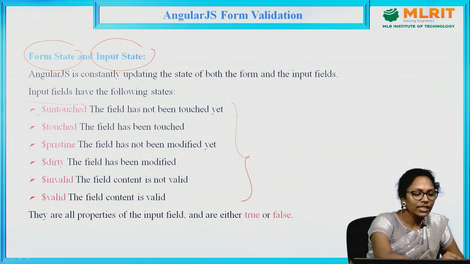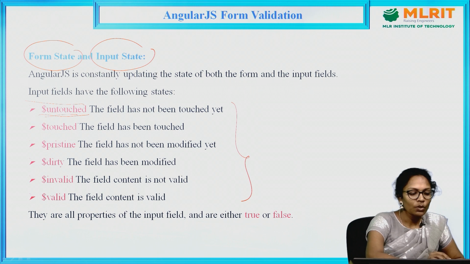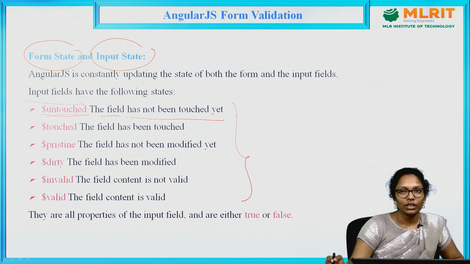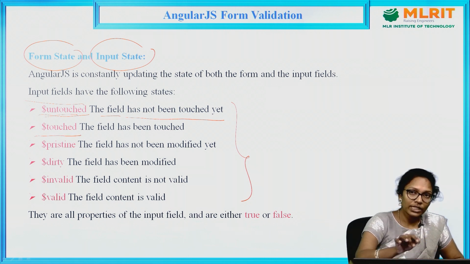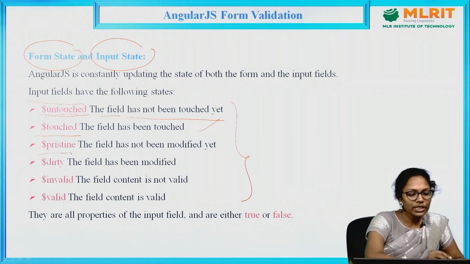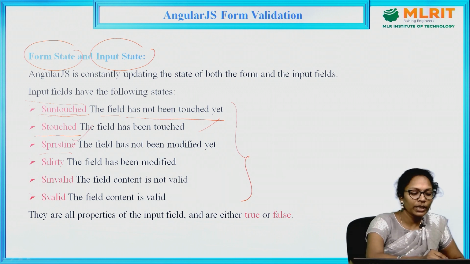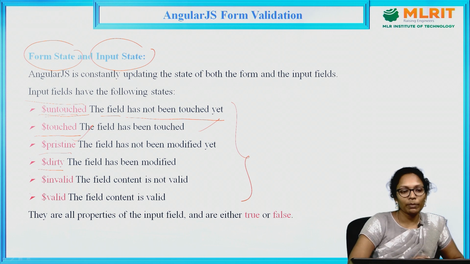So first one is $untouched. All these are actually Boolean values. It will return either true or false. So $untouched indicates the field has not been touched yet. $touched: if it is touched, then you can mention that using $touched. $pristine: the field has not been modified yet. So you have given some value, but it has not been modified yet, then that can be indicated using $pristine. $dirty: if it has been modified, then it is indicated by $dirty.